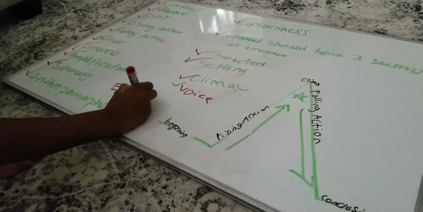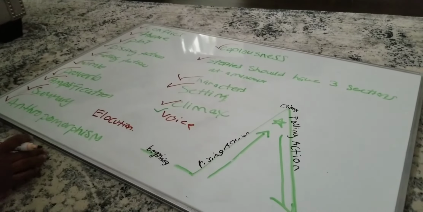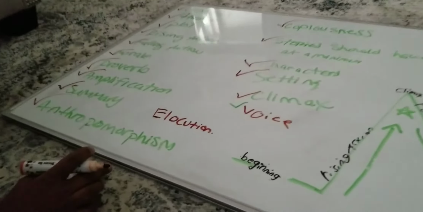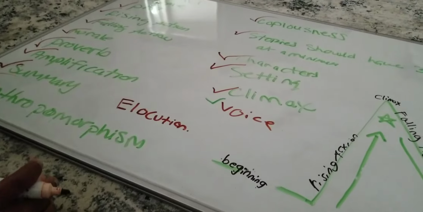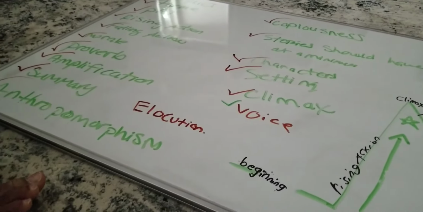E-L-O-C-U-T-I-O-N. Let me spell it again. E-L-O-C-U-T-I-O-N. What do you see? It's election. Elocution. Oh, you're close. Yes. Elocution.